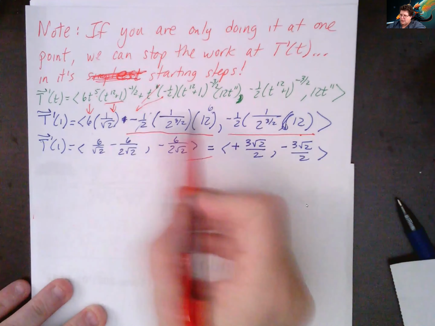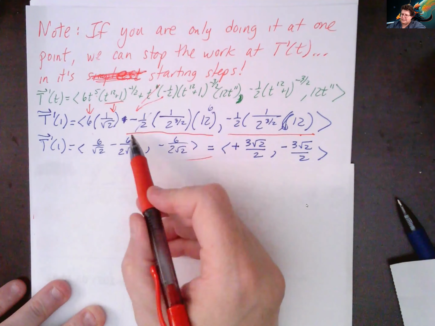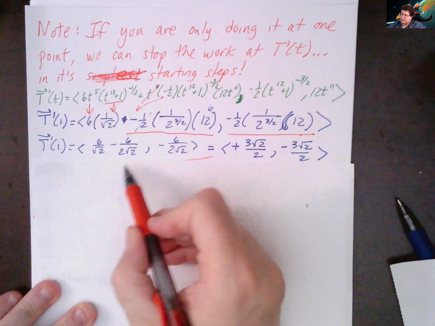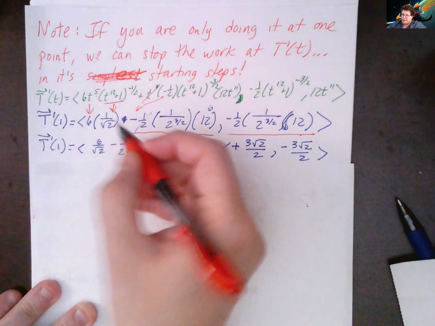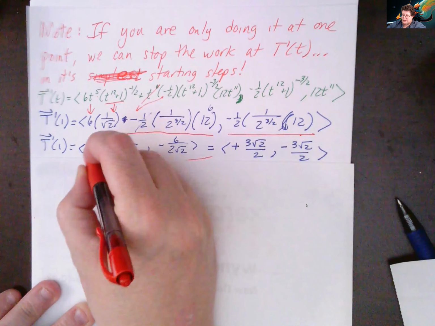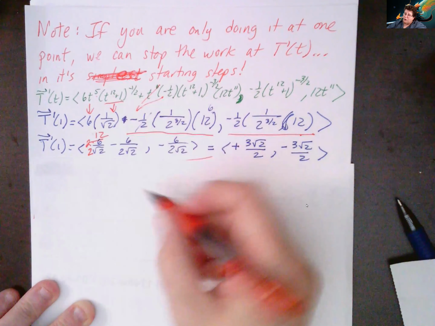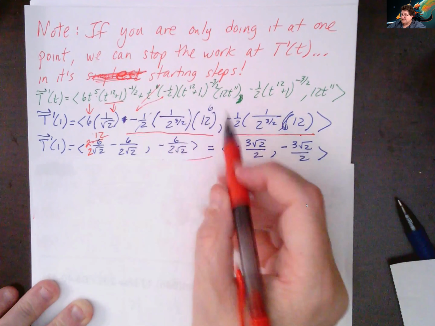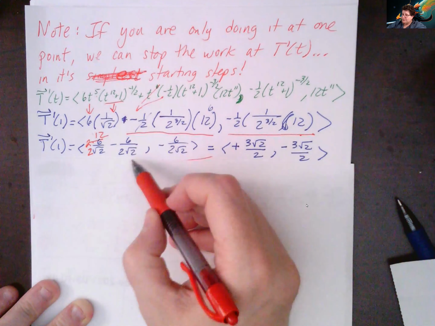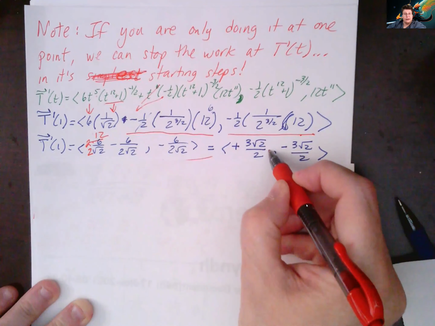When you clean this all up, you get 6 over root 2 minus 6 over 2 root 2. You could get a common denominator by multiplying this by 2 over 2. This becomes 12 on top. So 12 minus 6 is 6. 6 over 2 root 2 is going to be simplified as 3 root 2 over 2.